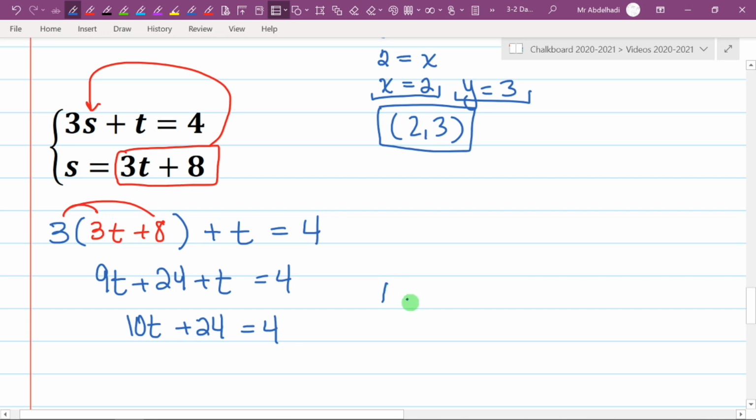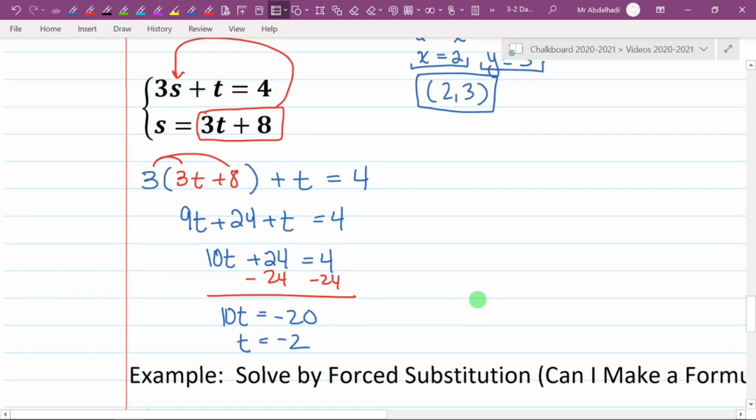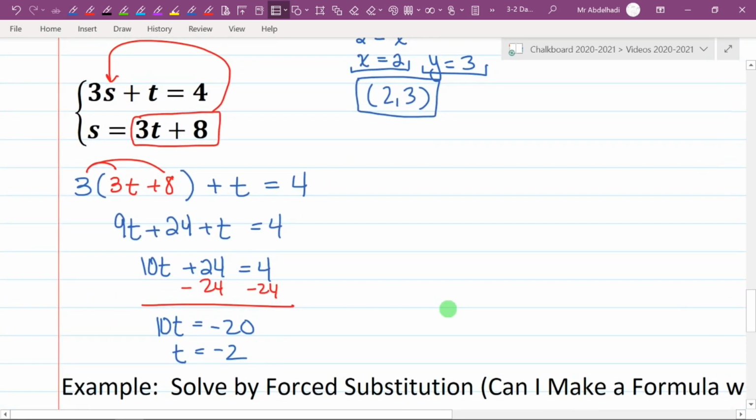So here we go. Subtract 24 from both sides. You get 10t equals negative 20. Divide both sides by 10, t equals negative 2. Am I done? No. Because I need to have s as well. There are 2 letters here. There's t and there's s. So how do I find s? Well, the good thing about substitution is you have a formula for s right here. The bottom formula is a formula for s. So use it. Okay, use the formula that you have.